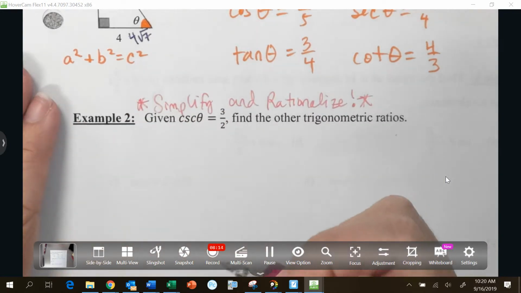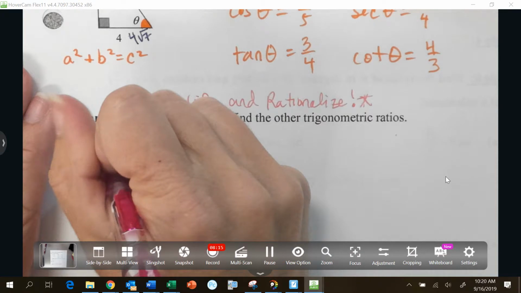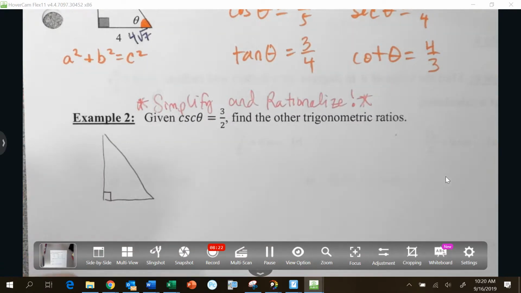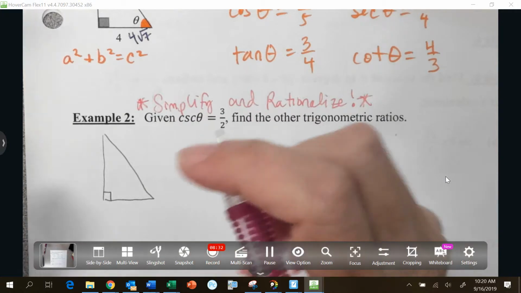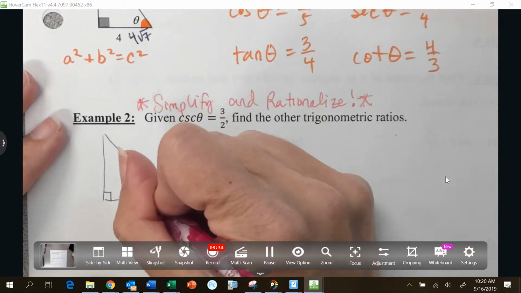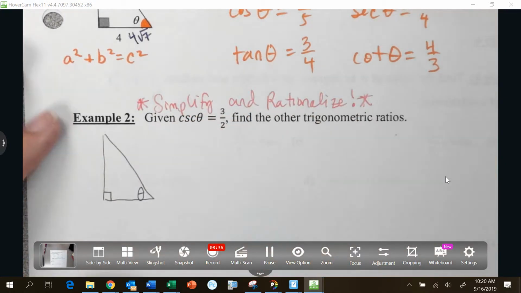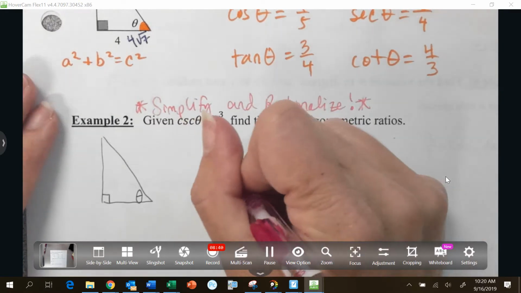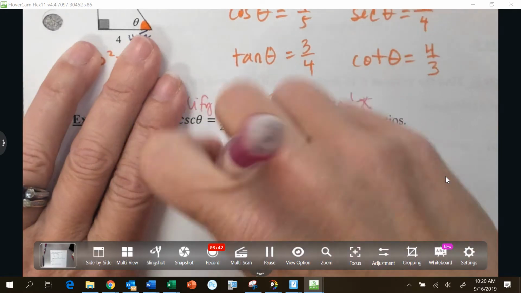So the next one says the cosecant of theta is 3 over 2. So I like a picture. You don't have to use a picture, but I feel like it helps me. I'm a visual person. So I'm going to draw a picture. Where my theta goes does not matter. What matters is just that I put my 3 and my 2 in the correct place according to that theta. I'm going to have to find the other trigonometric ratios, so I'm just going to write all of them down. Starting with sine.